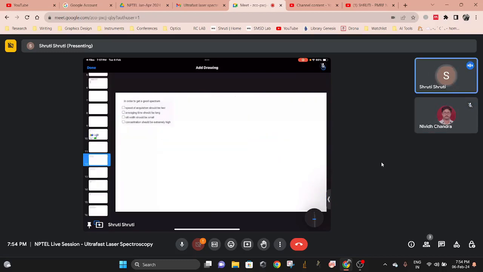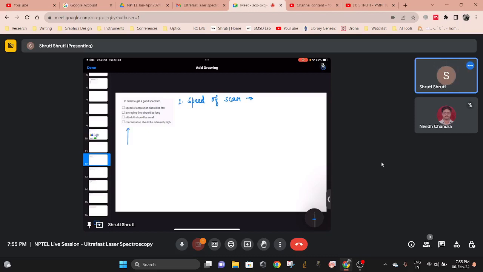Okay. So this question is about, in order to get a good spectrum, speed of acquisition should be fast, averaging time should be long, slit width should be small, concentration should be extremely high. So there are many factors we have to take care of in order to get a good spectrum. Considering only one will not work. So suppose the first one is speed, scan speed. Scan speed means how fast you change your wavelength.